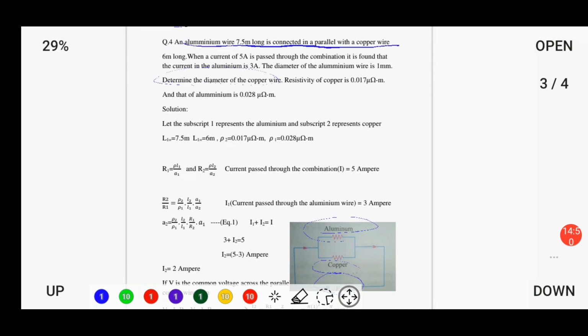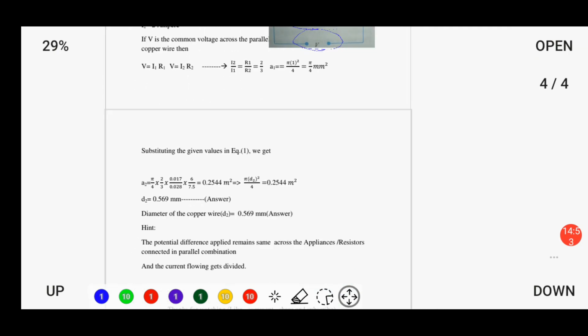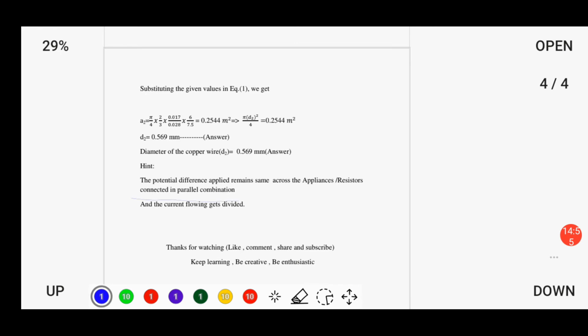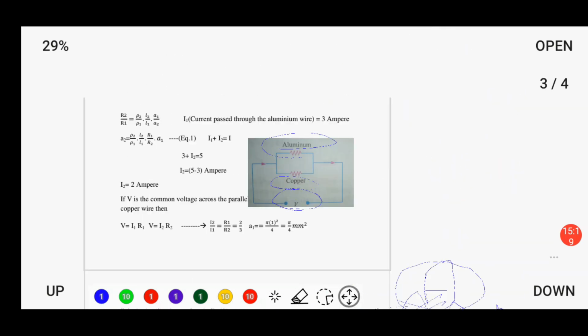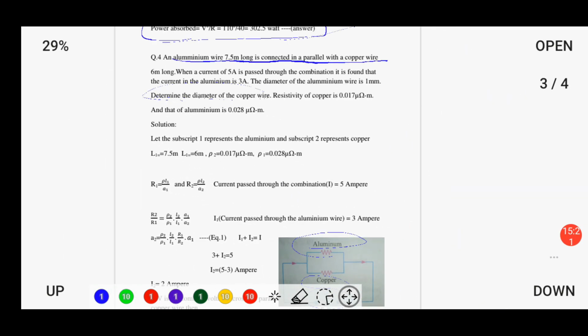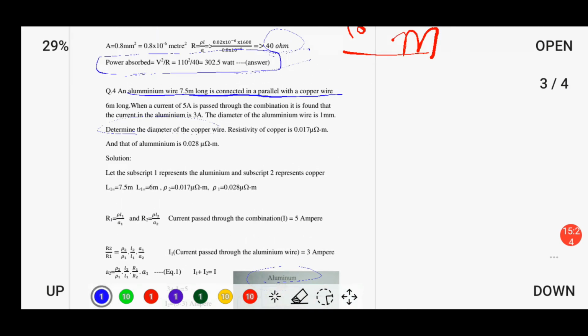And we already know the fact that the potential difference applied remains the same across resistors connected in parallel combination. The potential difference, either across the aluminum wire or across the copper wire, will remain the same across both conductors when they are connected in parallel, and the current flowing through them gets divided. Now we will use this fact in solving this question.